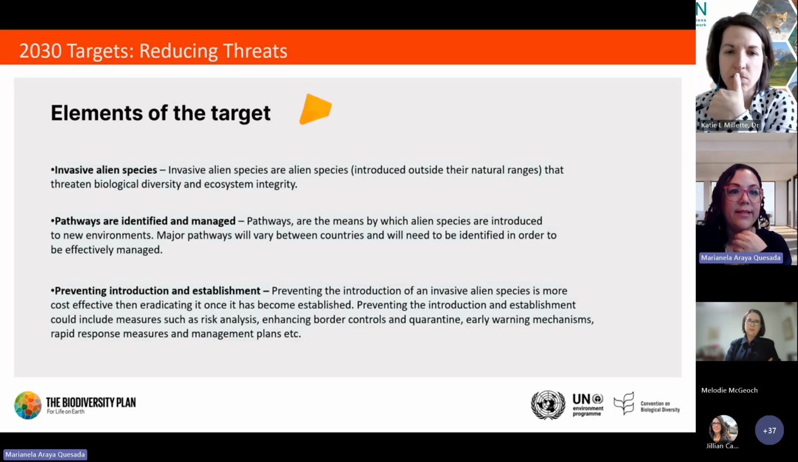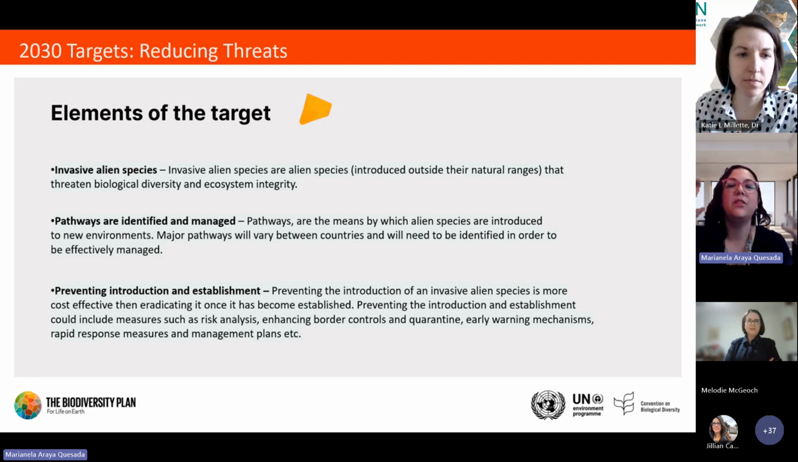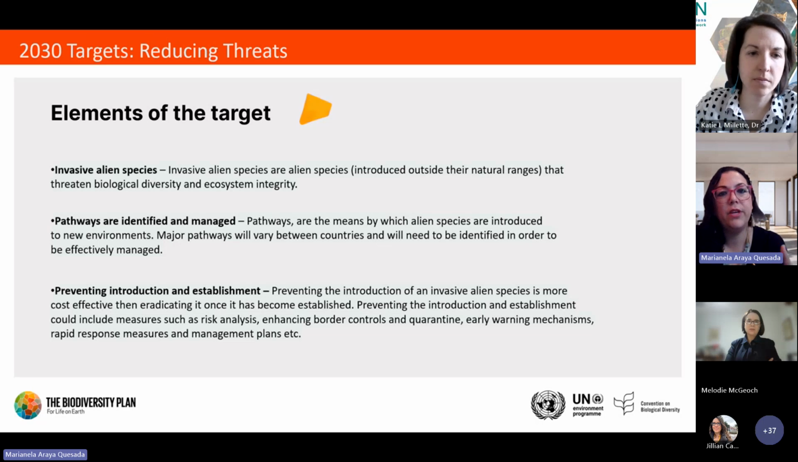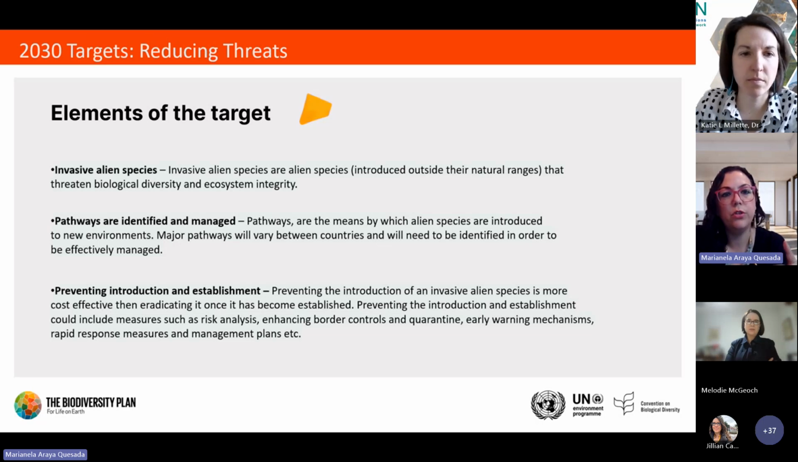When we break it down, it sounds easier. So of course, this is a target about invasive alien species. And as you know, invasive alien species are alien species, that means species that are outside their natural ranges, that threaten biological diversity and ecosystem integrity. So the target also refers to pathways and the importance of identifying and managing these pathways. The pathways are the means by which alien species are introduced to new environments, and major pathways will vary between countries, and they will need to be identified in order to be addressed or managed.